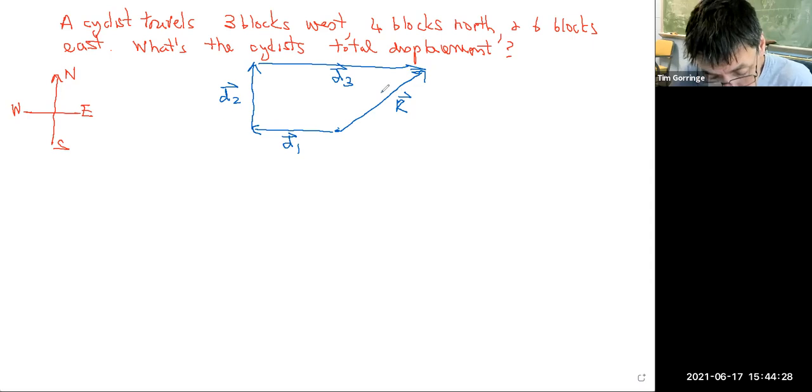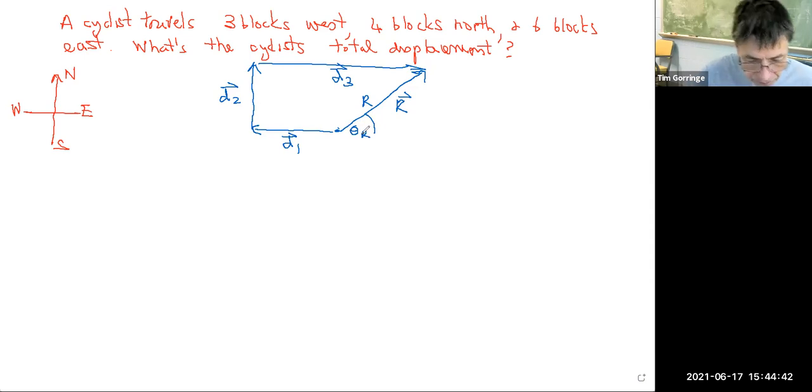And that displacement vector would have some magnitude. I'm just going to call the magnitude R. And it would have some direction. I'm going to call that angle theta R. And we're actually going to calculate R, the magnitude, and theta R, the direction.